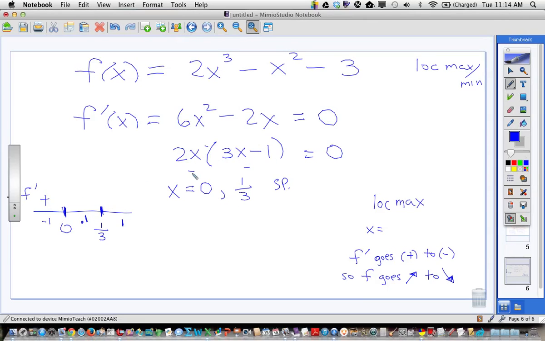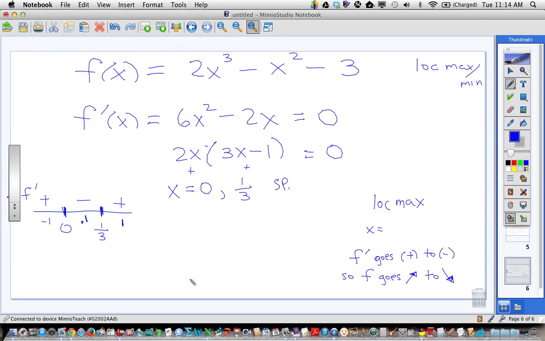Put in 0.1. 2 times 0.1 is positive. 3 times 0.1 is 0.3 minus 1. That's negative. Positive times negative is negative. And then put in a 1. 2 times 1 is positive. 3 minus 1 is positive. So both positive. Now it depends on the question. Once you have this, you can answer all kinds of chart questions. Where's it increasing? Well, negative infinity to 0 and from 1/3 to infinity.